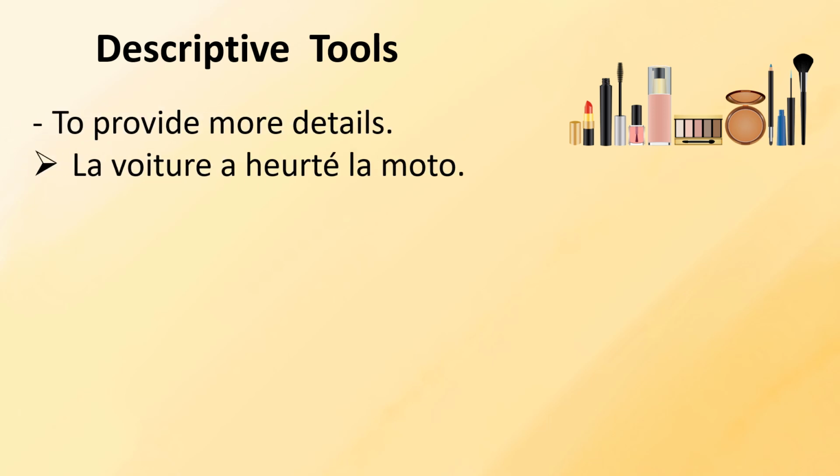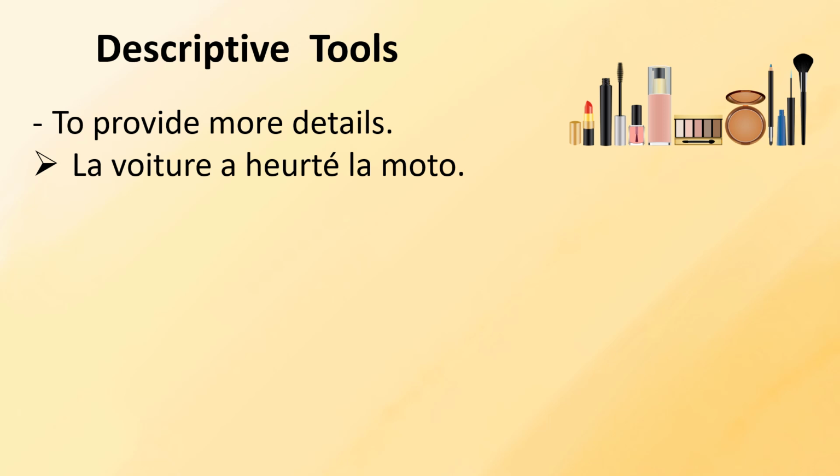So what about the descriptive tools? Descriptive tools are very important. It's a bit like makeup. When you wear makeup, you're really highlighting some features. Okay, I hope you agree with me. So you're putting some colors, for example, with a lipstick and so on. Well, in a piece of writing, we do the same. So we want to provide more details.